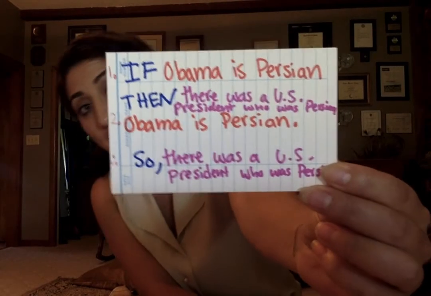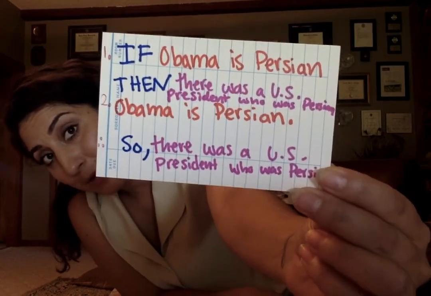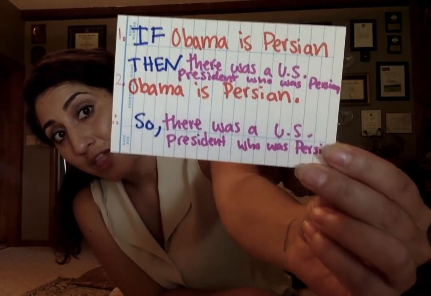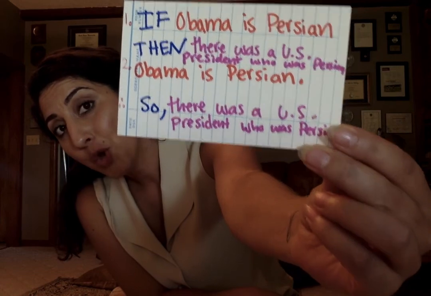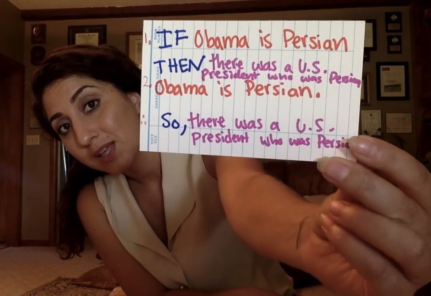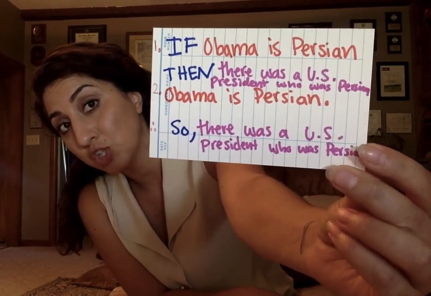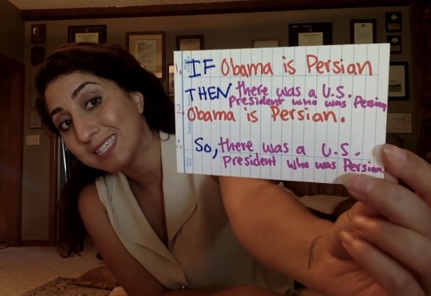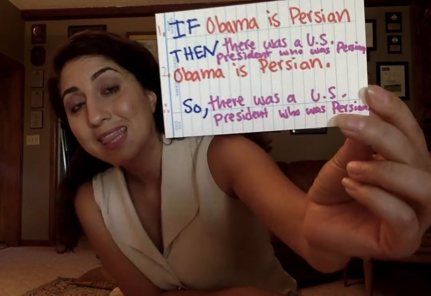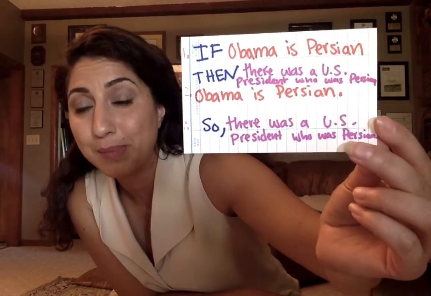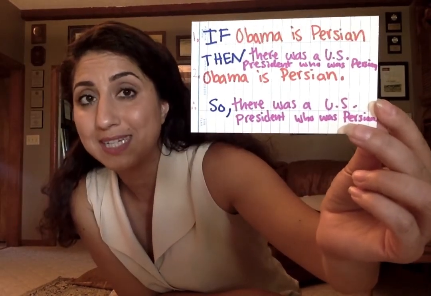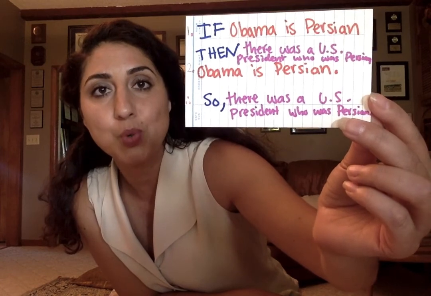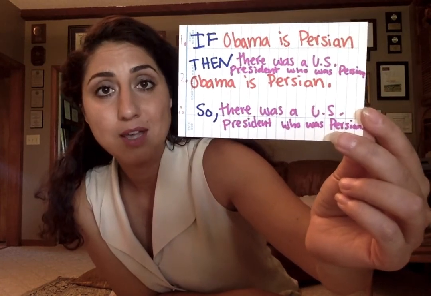It's a valid argument to say, if Obama is Persian, then there was a U.S. president who was Persian. The second premise is that Obama is Persian. So, there was a U.S. president who was Persian. This is a valid argument because the conclusion is necessarily true if the premises are true.